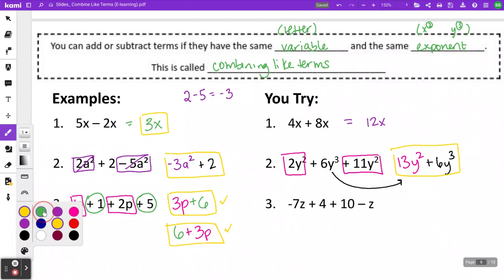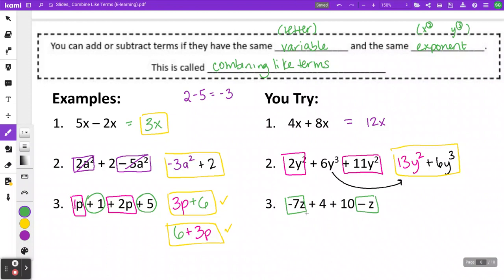And then in our final problem, we've got, just like number 3 over here, I see 4 terms. We can combine the negative 7z and the minus z because those both are the same variable, same exponent.